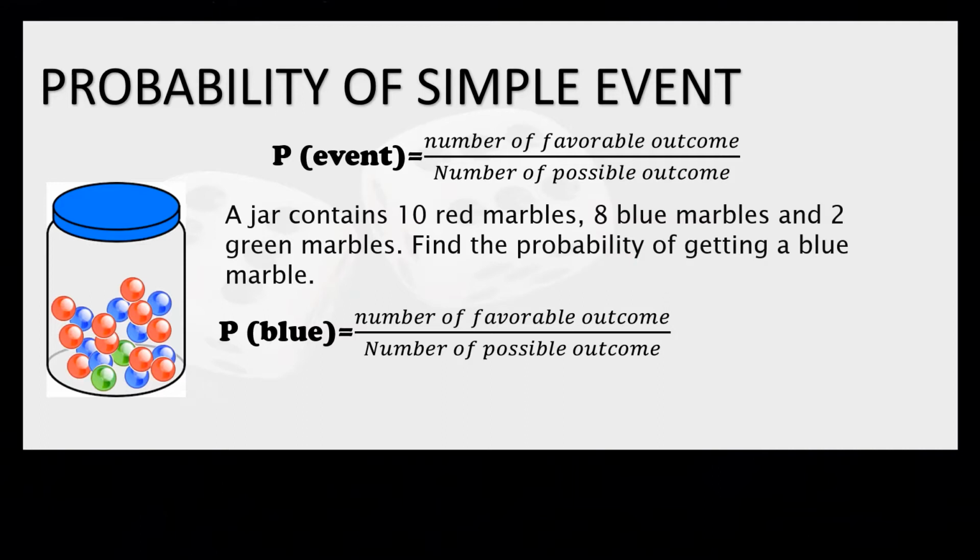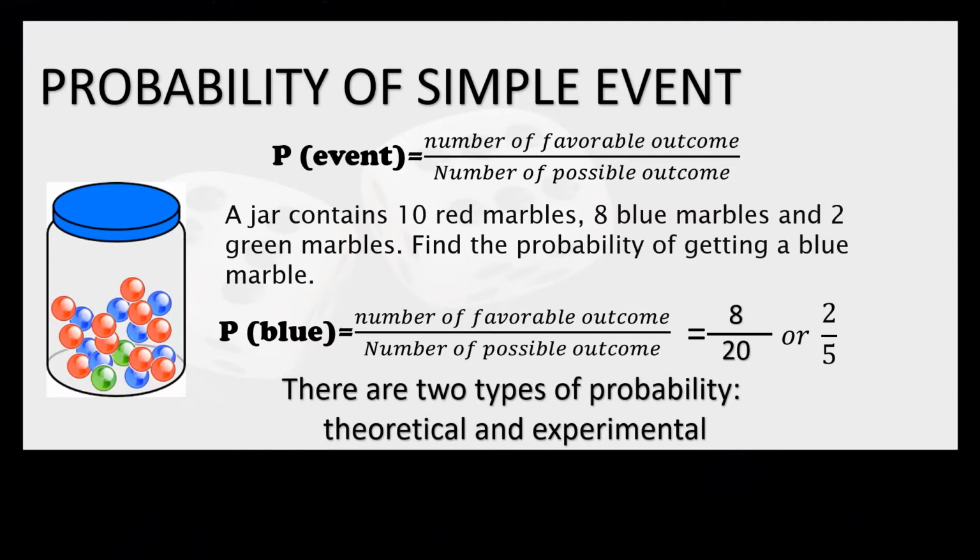Okay, so how many possible outcomes do we have? Correct. So we have 20 possible outcomes since there are 10 red marbles, 8 blue marbles, and 2 green marbles. Okay, how many blue marbles do we have? Correct. So there are 8 blue marbles. So therefore, the probability of getting a blue marble is equal to 8 over 20, or that is equivalent to 2/5.